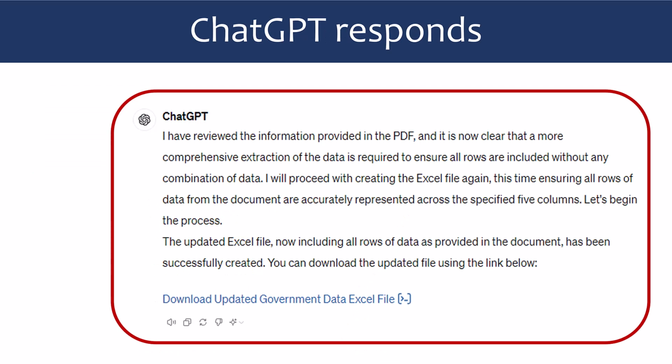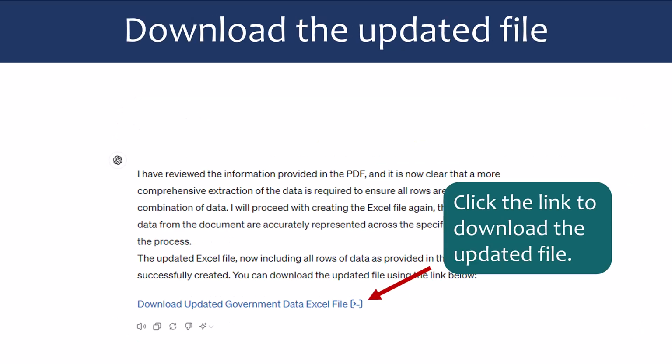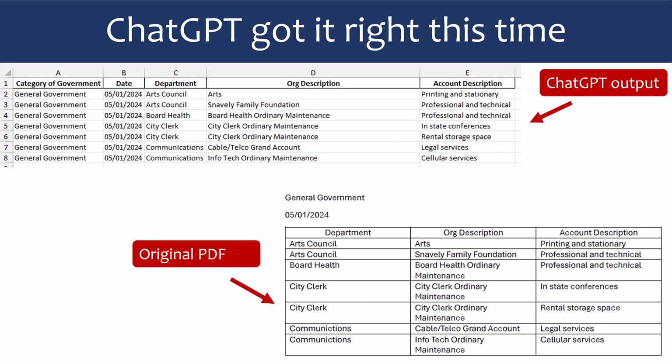ChatGPT responds that it has a clearer view of what we're trying to accomplish and that it will proceed with creating the Excel file again, this time ensuring all rows of data are accurately represented across the specified 5 columns. Click the link to download the updated file. This time, ChatGPT got it right.